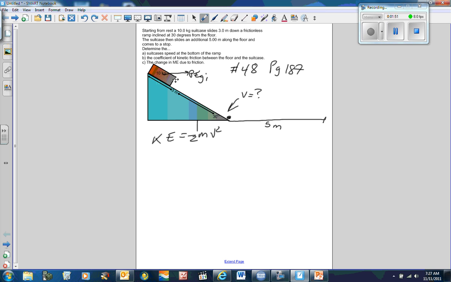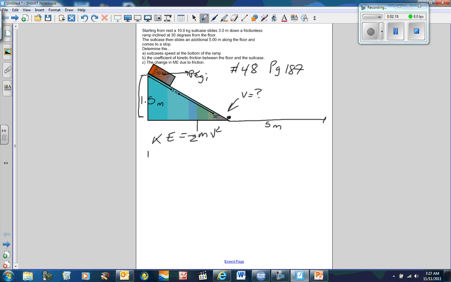So can I find the gravitational potential energy up here at the top? And the answer is yes, as long as I know the height. Well, there's where your geometry and trig skills come in. If this is 30 degrees and the hypotenuse is 3 meters, then this side is, on your calculator, 3 meters times sine of 30. That's going to give me 1.5. So this is 1.5 meters high.